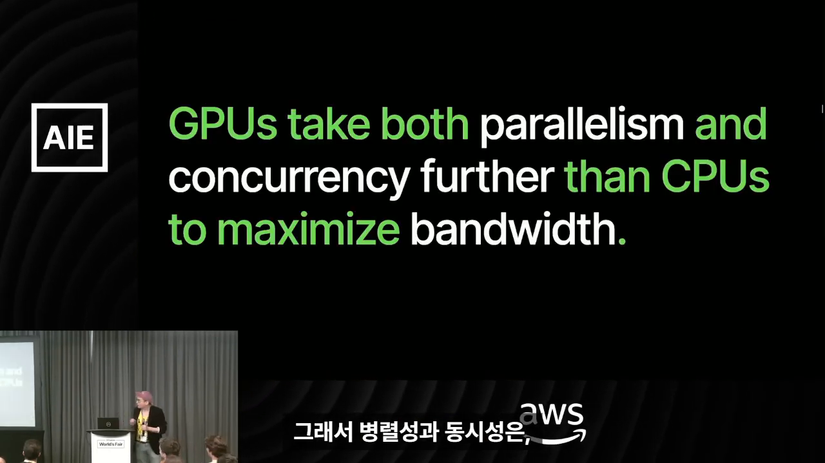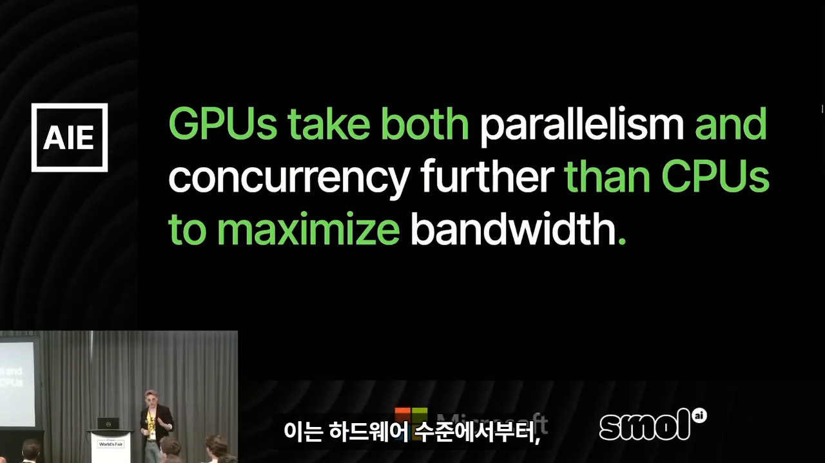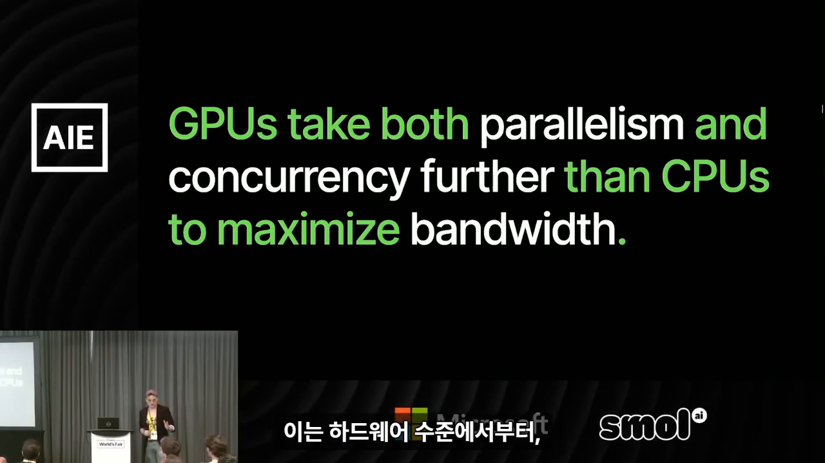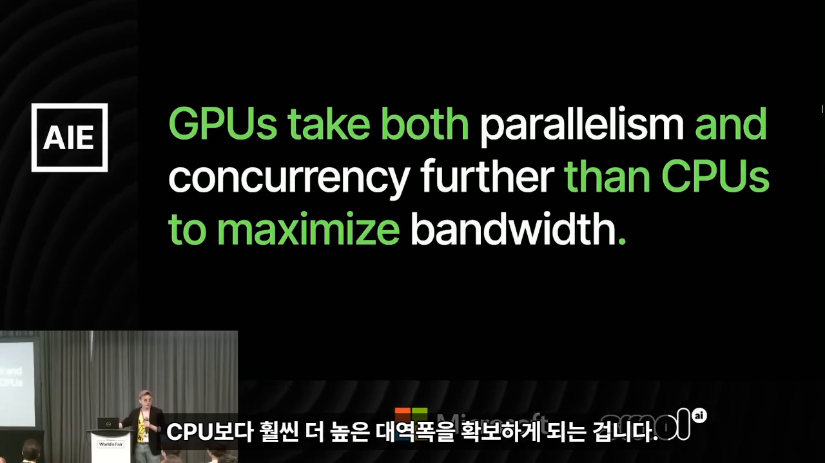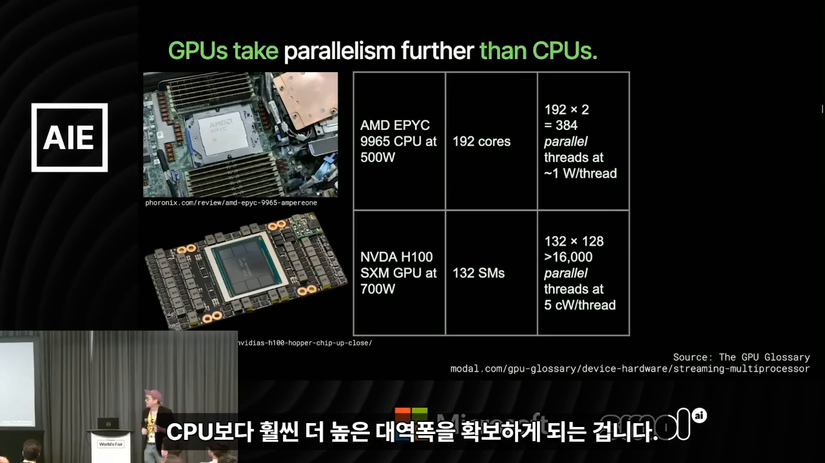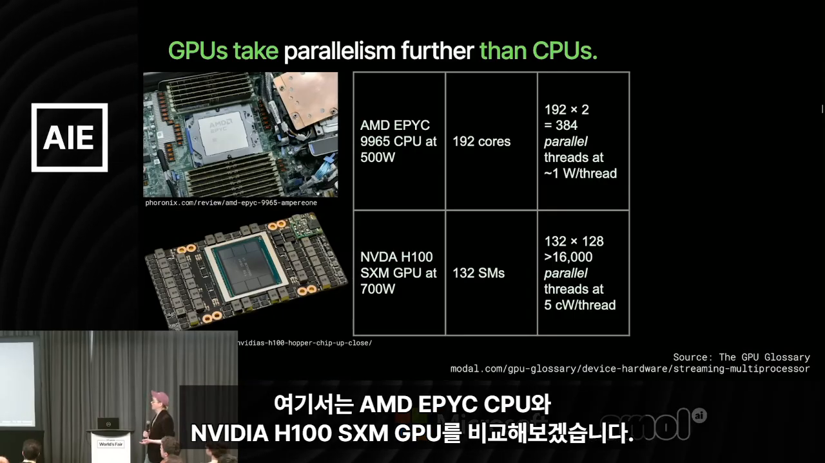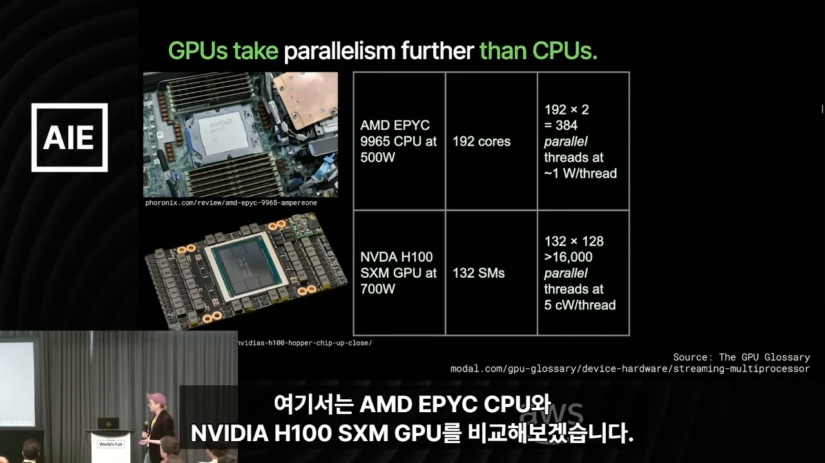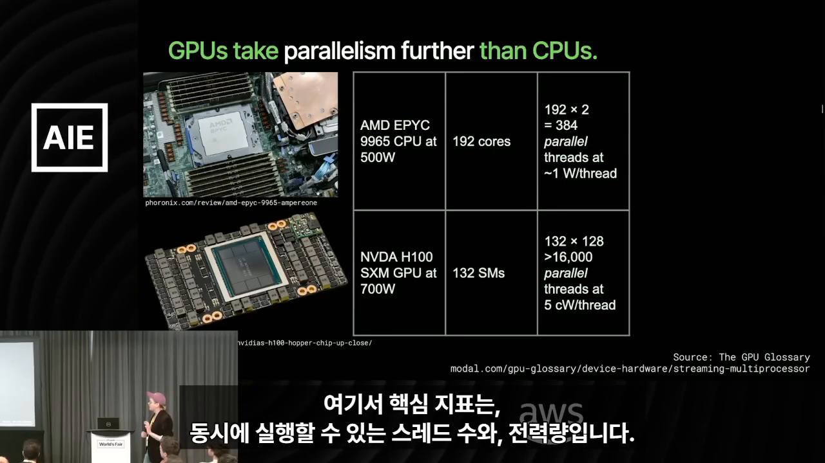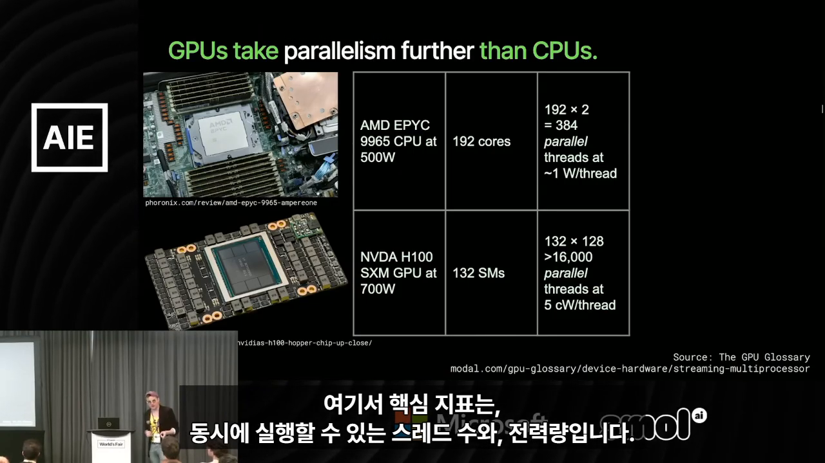These concurrent and parallel approaches are 2 strategies to maximize bandwidth that are adopted at the hardware level all the way up to the programming level with GPUs, to take this bandwidth further than CPUs can. So GPUs take parallelism further than CPUs. I'm comparing an AMD EPYC CPU and an NVIDIA H100 SXM GPU here. The figure of merit is the number of parallel threads that can operate and the wattage at which they operate.